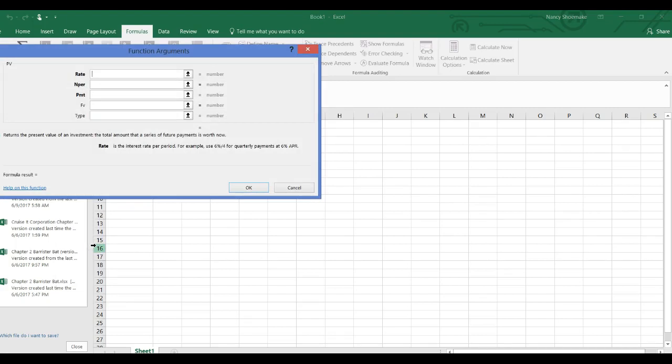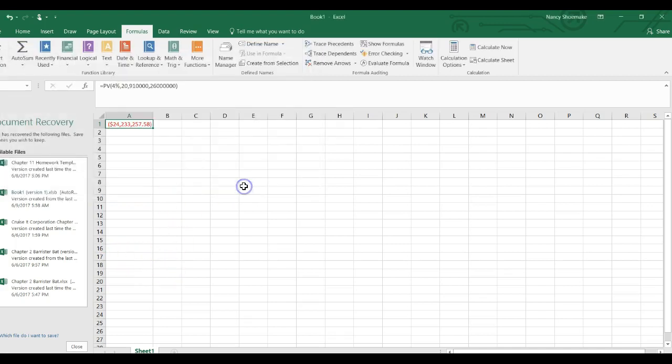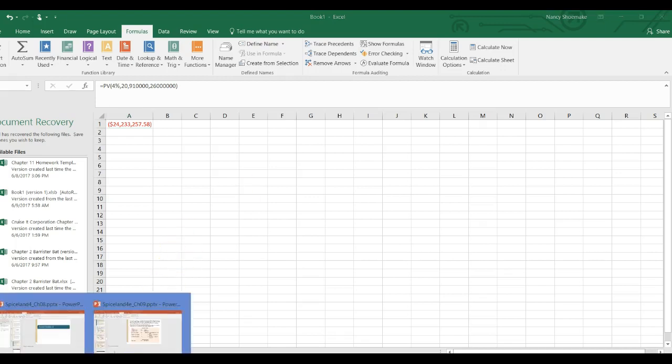I'll do that one more time for you to show the present value. The rate is going to be 4%, which is per period, 20 periods. The payment is $910,000. The future value is $26 million, and in doing so, it would give us the issue price to be $24,233,258.